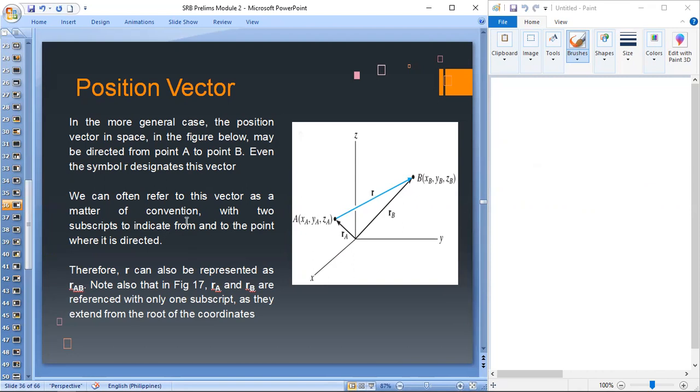And then, you can often refer to this vector as a matter of convention with two subscripts to indicate from and to the point where it is directed. So therefore, r can also be represented as rAB. So rAB, ito yung r mo kasi nga, combination ng rA and rB mo. And then, rA and rB are referenced only with one subscript as they extend from root to the coordinate. So simply lang na indication ng yun, no? Pag-malito. May point 1 ka, may point 2 pa, so rA and rB.